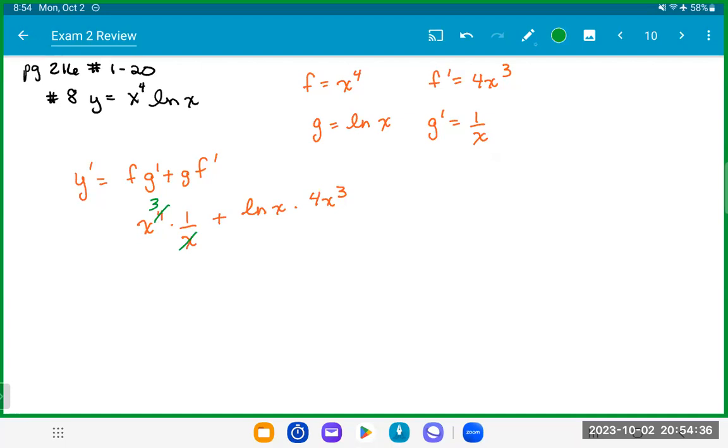So I could see that I have an x in the denominator and x to the 4 in my numerator, so I can cancel one of those out. And that leaves me with x cubed plus 4x cubed ln of x. Now I could see that I have x cubed here and x cubed here. So let's factor an x cubed out of each of those terms. And I get x cubed, and I'm left with 1 plus 4 ln of x. Okay, questions?